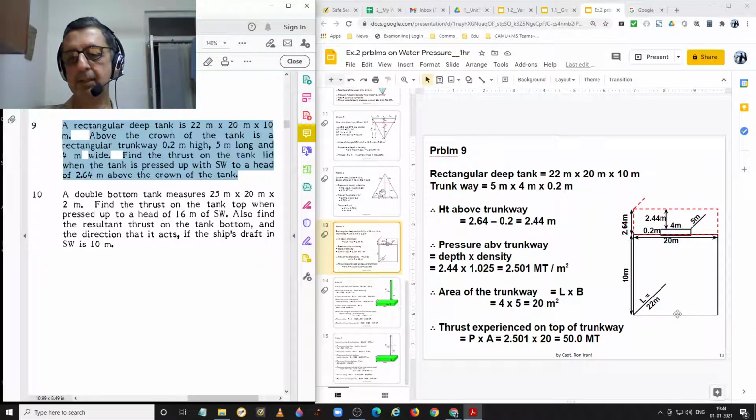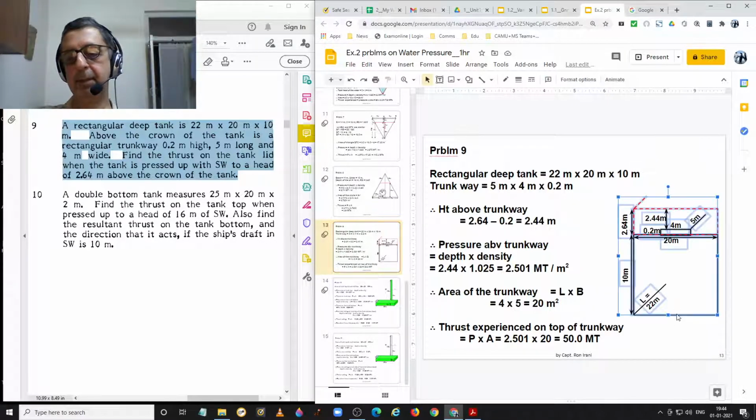So let us refer to the drawing which has been made basis the data given to us in the problem. We have a rectangular tank, length 22 meters, breadth 20 meters, and a height of 10 meters. On top of this is a rectangular trunkway 0.2 meters high, 5 meters long, and 4 meters wide. We have to find the thrust on the tank lid when the tank is pressed up with salt water to a head of 2.64 meters above the crown of the tank.